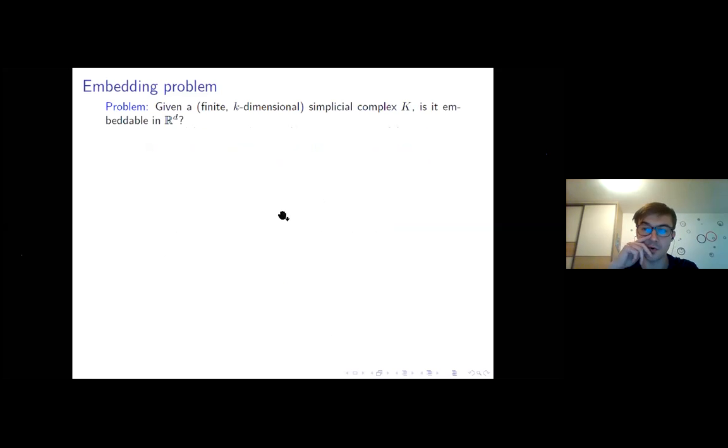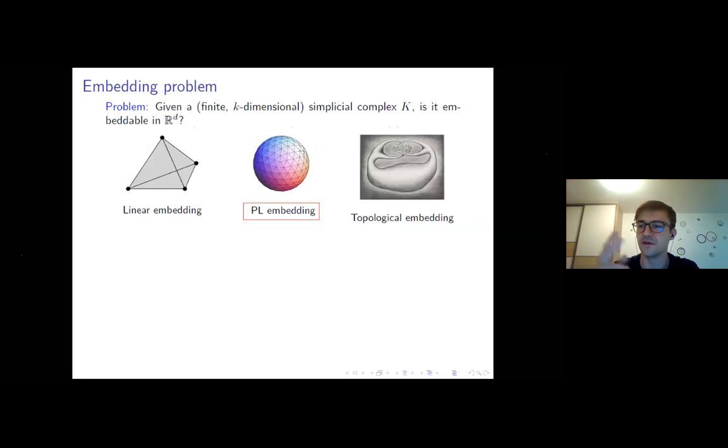So the embedding problem. The problem is as follows. If we are given a finite k-dimensional simplicial complex, we ask, is this simplicial complex embeddable in R^d? Just immediately from the get-go, you can imagine three types of embeddings of simplicial complexes. So this is the linear type. We just place the vertices in the space and then everything is prescribed by default. Or we can talk about the piecewise linear. So in short, you are able to subdivide the complex as many times as you want, and then ask if this is now linearly embeddable.